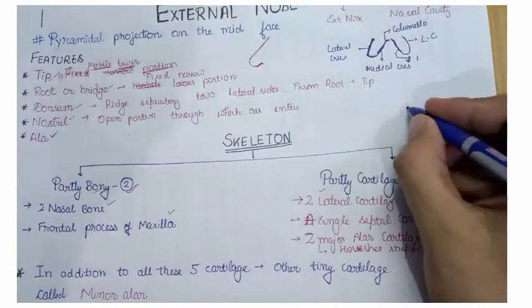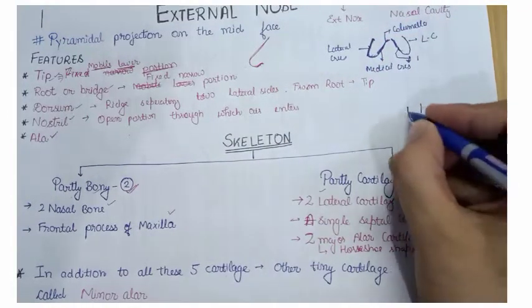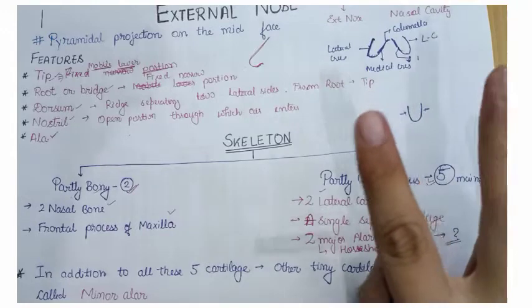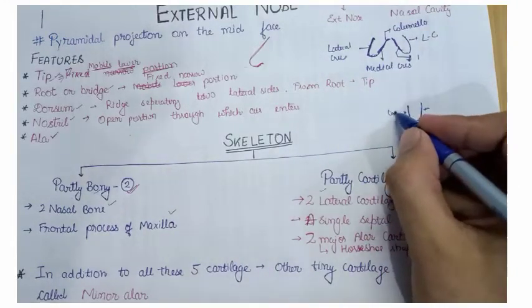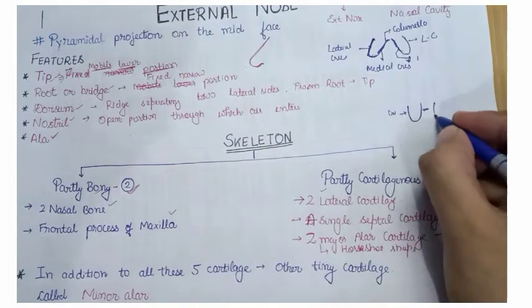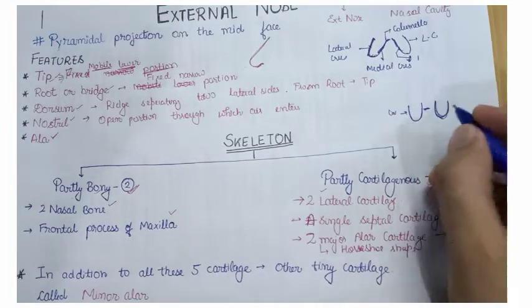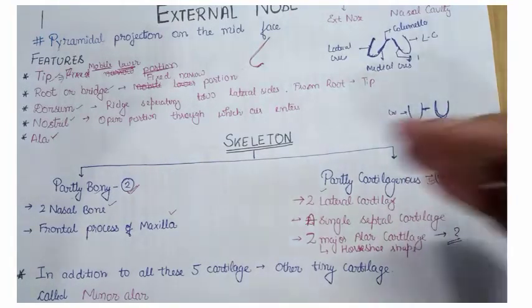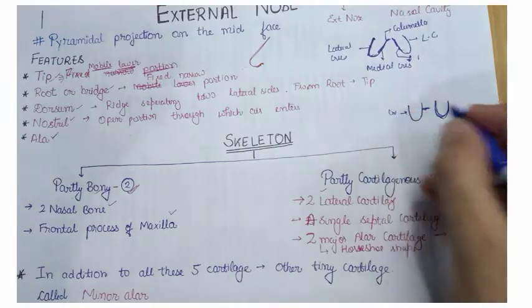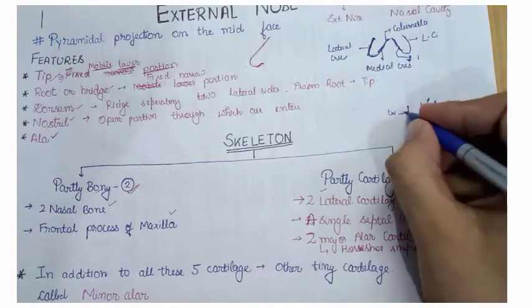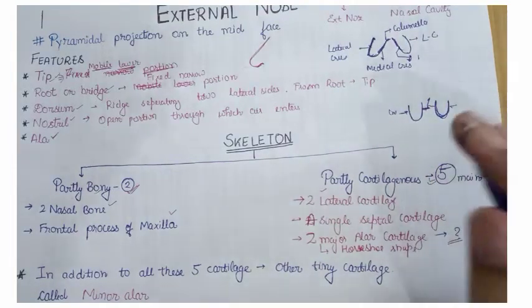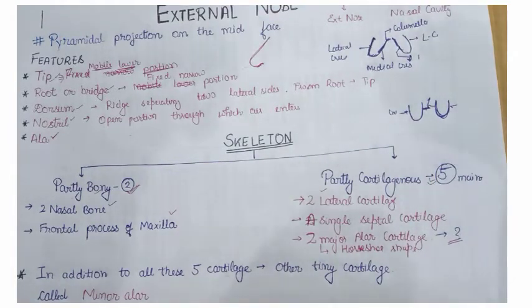When you make a U, we have two pointing portions. In the case of the nose, one is called the lateral crus and one is called the medial crus, because we have a pair. The one facing towards the center is called the medial crus, and the one towards the outward is called the lateral crus. So by the time you should remember this portion.